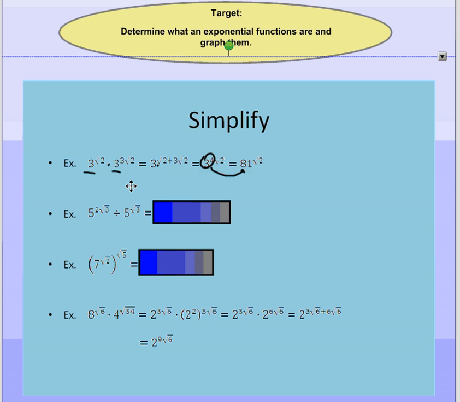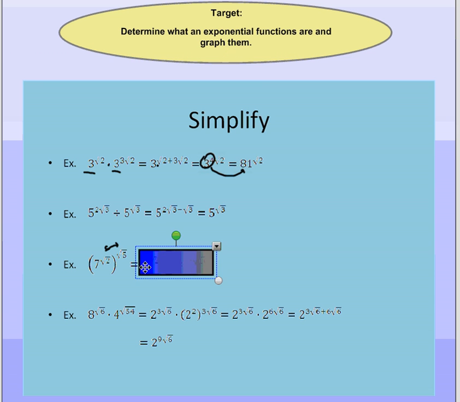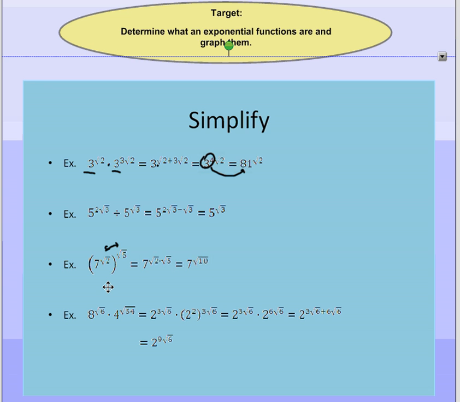For example 2, remember when you are dividing, you subtract the exponents when they have the same base. So we're using the same base of 5, subtracting 2 square root of 3 minus square root of 3, which is 1 square root of 3, so it's 5 to the square root of 3. Remember, when it's power to a power, what we do with the exponents is multiply those exponents. So it is 7 to the square root of 2 times square root of 5 power, which is 7 to the square root of 10 power.